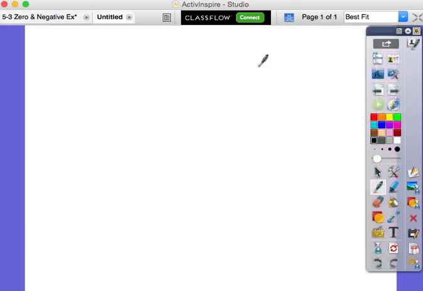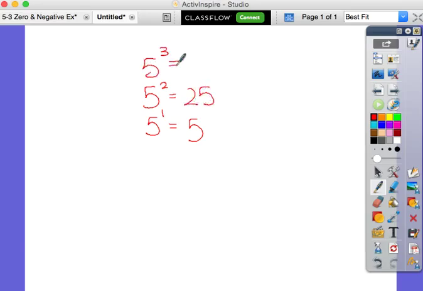All right, so let me get a blank flip chart here. Here's why. I'm picking this number out of the blue. I'm just going to say 5. I'm going to use 5 as my base. So we know that 5 to the first power is 5, right? We know that 5 to the second power is 25. We know that 5 to the third power is 125. Notice the exponent: 3, 2, 1, 0. We know that 5 to the 0 power is 1.